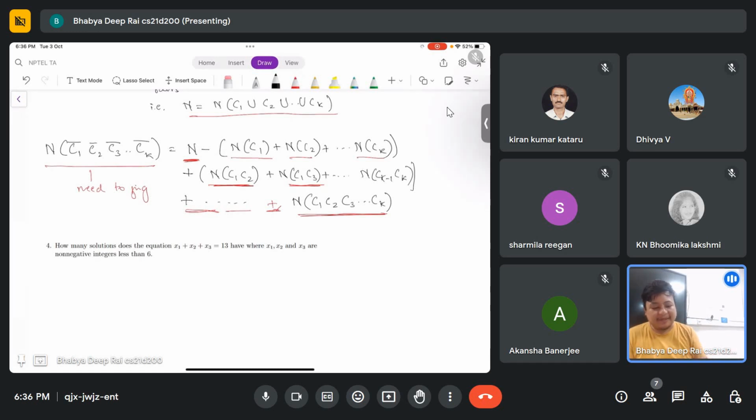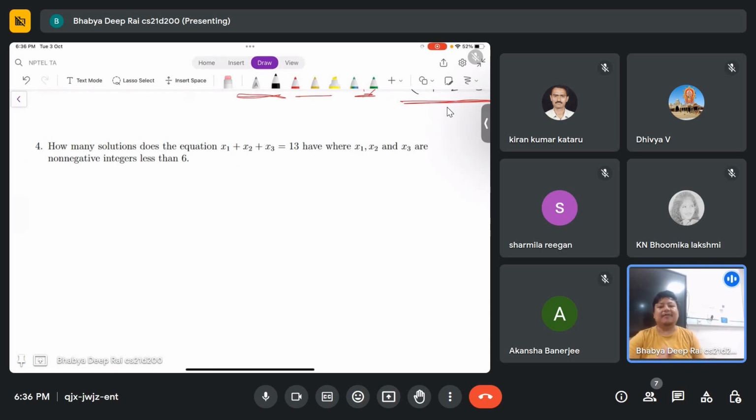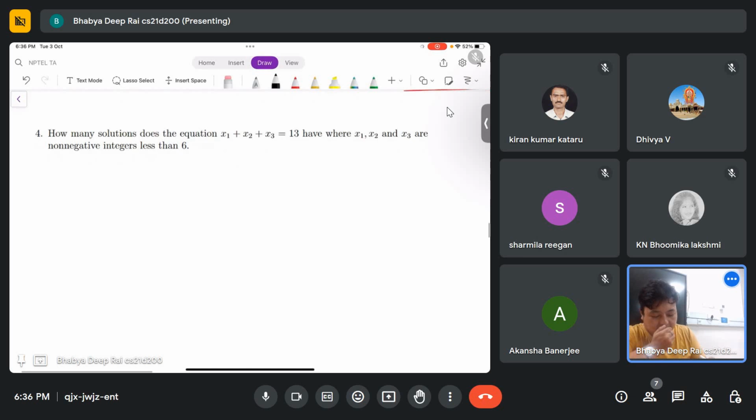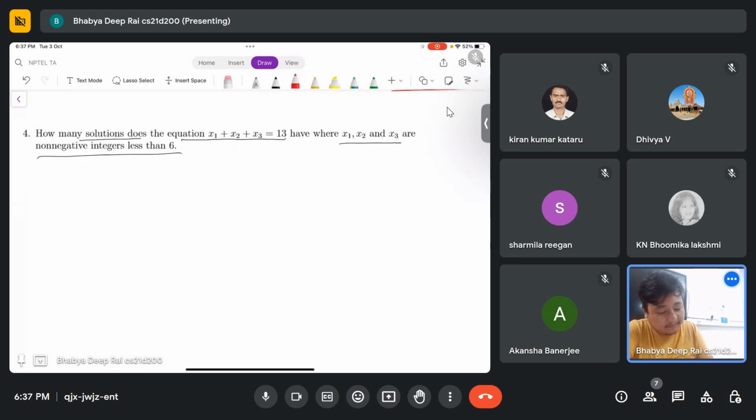Now we'll see an application, which is finding the number of solutions for equations. The question says the following: how many solutions does the equation x1 plus x2 plus x3 equals 13 have, where x1, x2, x3 are non-negative integers less than 6? This is our constraint.